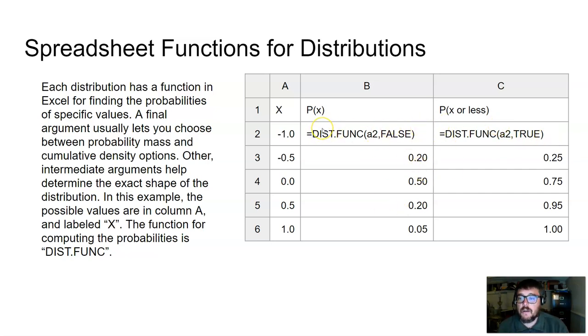So this dist function is different for every probability distribution, and there may be some extra arguments in addition, so we can know what the properties of that particular distribution are. And we'll talk about those in a second.